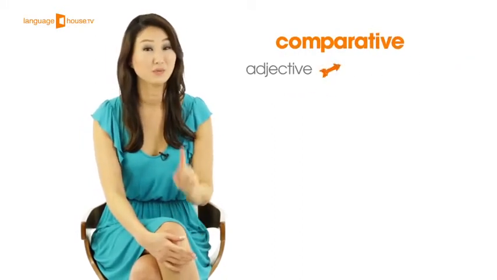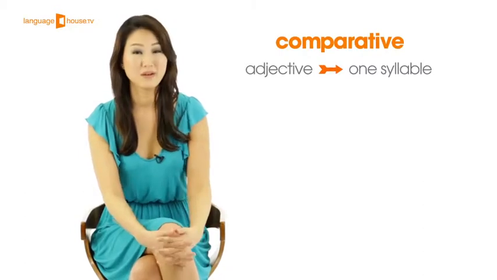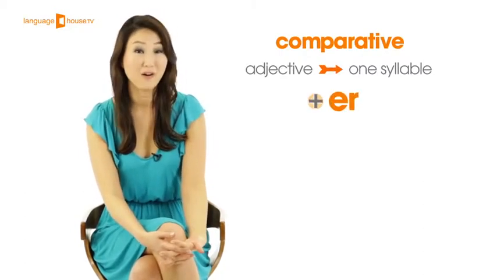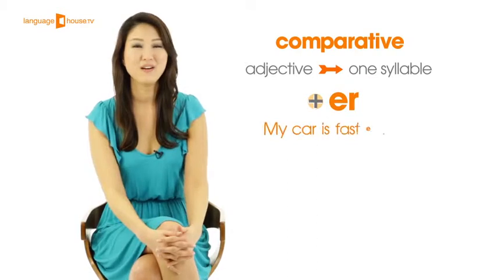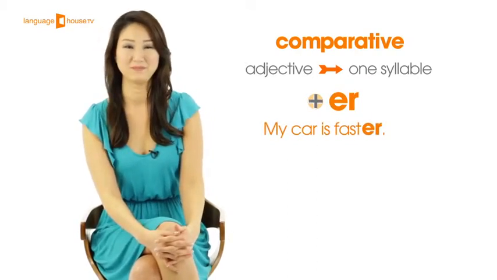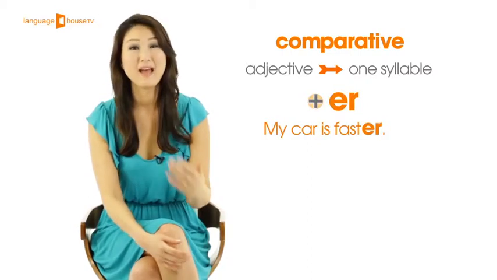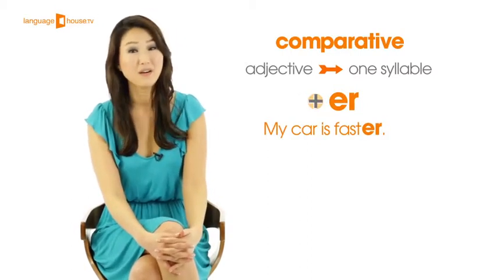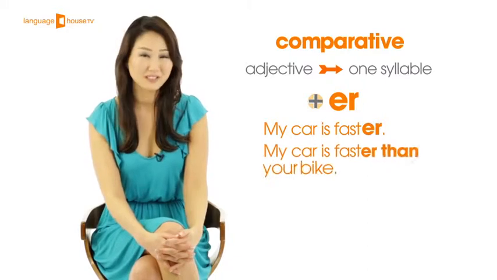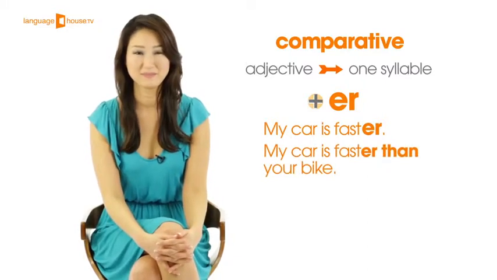Observe these general rules. When the adjective is one syllable, to form the comparative, we simply add ER. For example, my car is faster. If we mention the second object, we add than after the adjective plus ER. My car is faster than your bike.